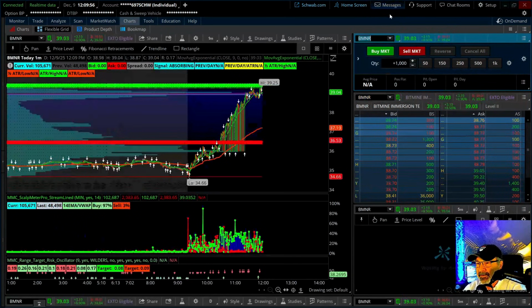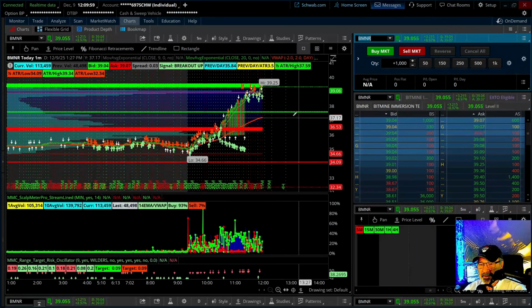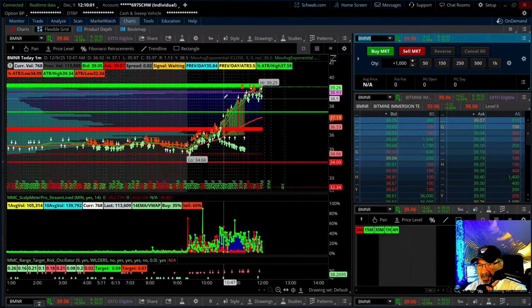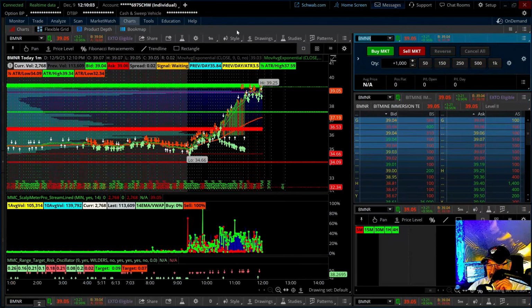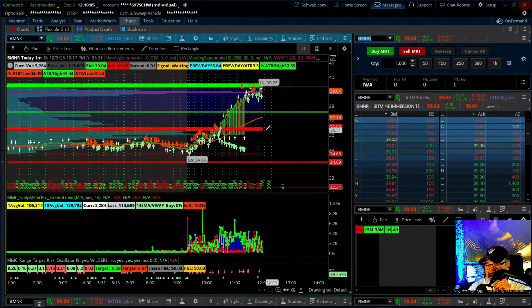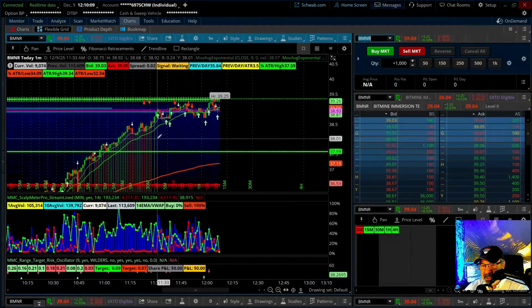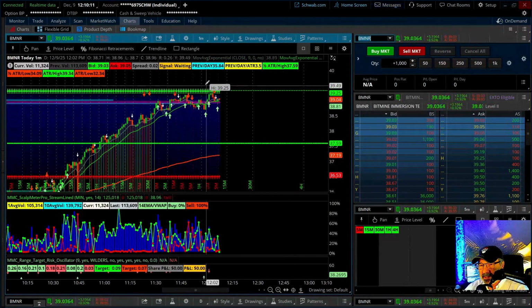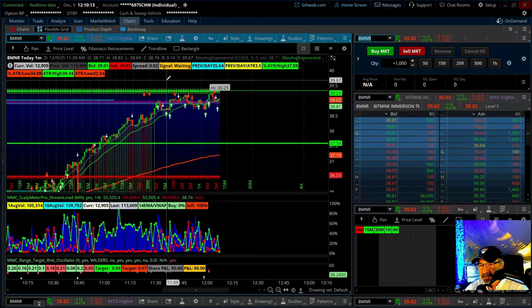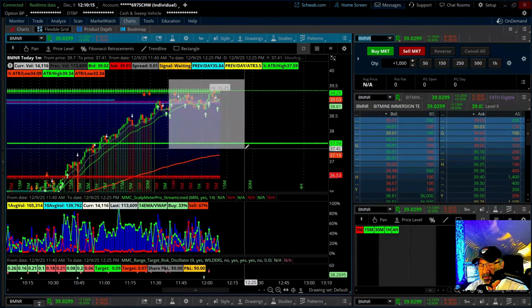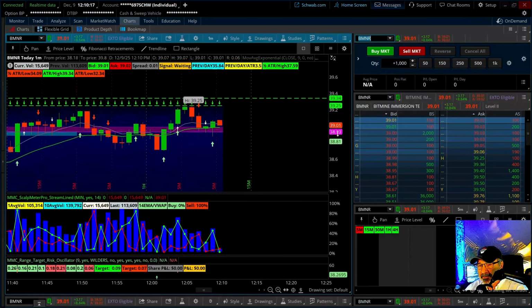Now, keep in mind, my layout is extremely sensitive, so don't get freaked out by these. Yours might not look like that. But let's just look at what this scanner does here, what it found for us.